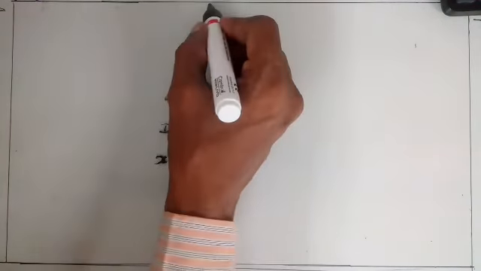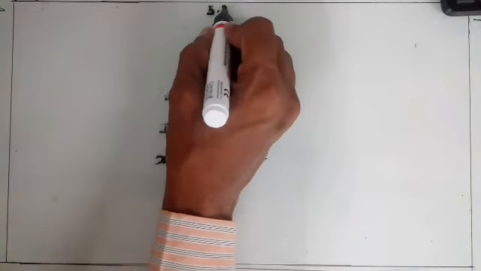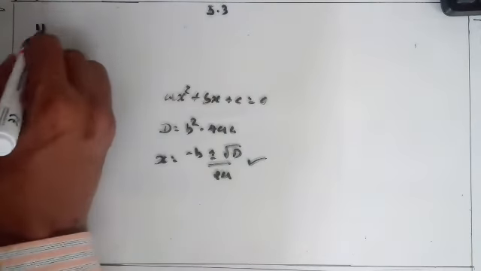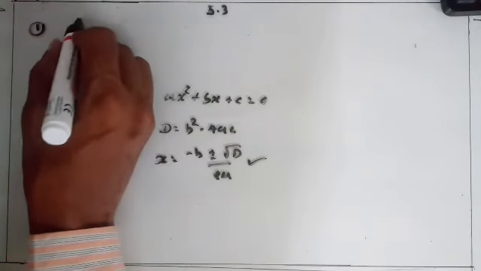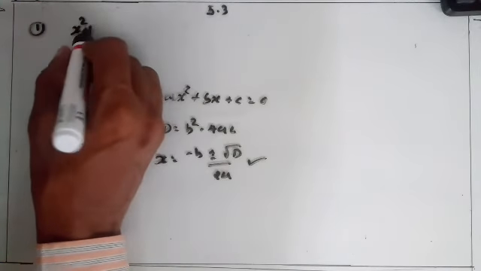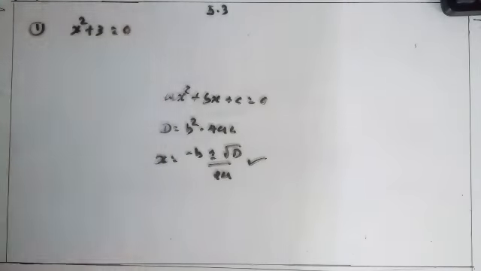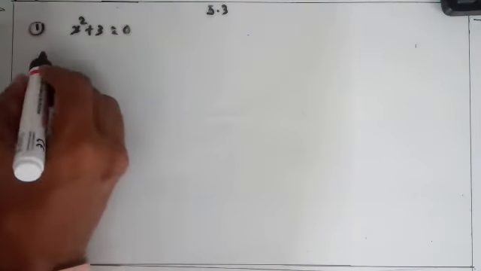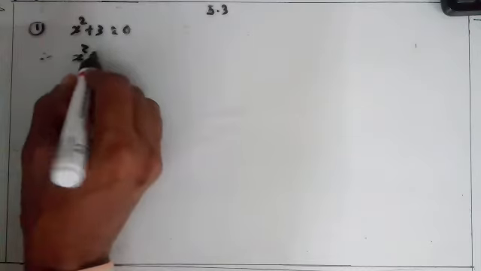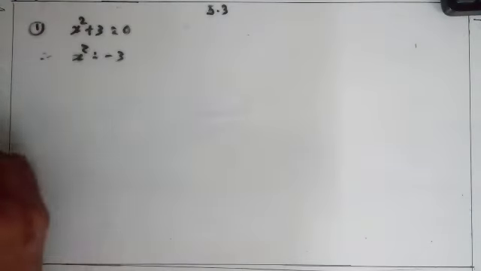Here we start exercise 5.3. First question: solve the given quadratic equation x² + 3 = 0. You know how to solve this. Here x² + 3 = 0 is given, so x² = −3.